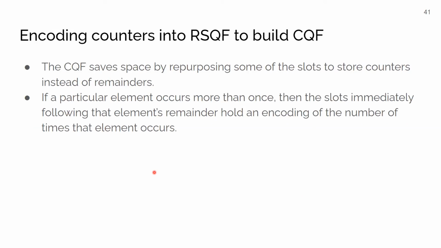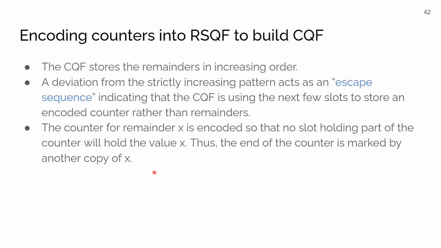Now let us look at how we could encode counters into this RSQF to build a CQF. The CQF saves space by repurposing some of the slots to store counters instead of remainders. If a particular element occurs more than once, then the slots immediately following that element's remainder hold an encoding of the number of times that element occurs. In this encoding scheme, the CQF stores the remainders in increasing order. A deviation from the strictly increasing pattern acts as an escape sequence, indicating that the CQF is using the next few slots to store an encoded counter rather than remainders.